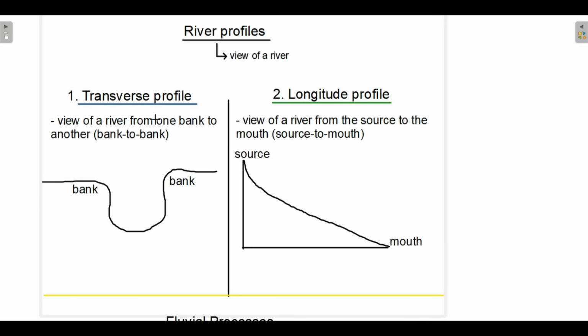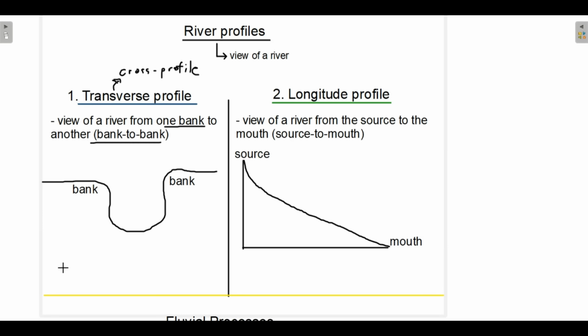So the transverse profile, if you remember quite clearly, I once mentioned the transverse profile in the tropical cyclone video, where we said that the transverse profile is also called a cross profile. And so we use these words interchangeably. It's either I say it's a transverse profile or I say it is a cross profile. Okay, so a transverse profile, when it comes to a river, is a view of a river from one bank, okay, to another bank of a river.